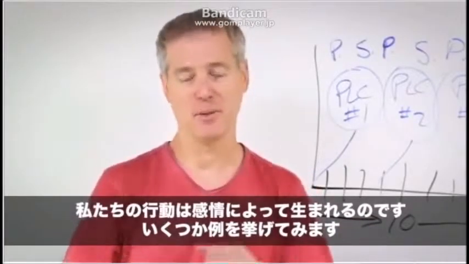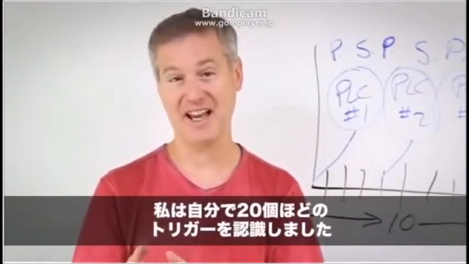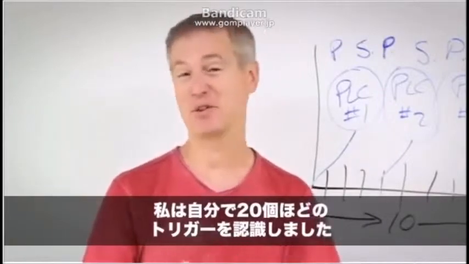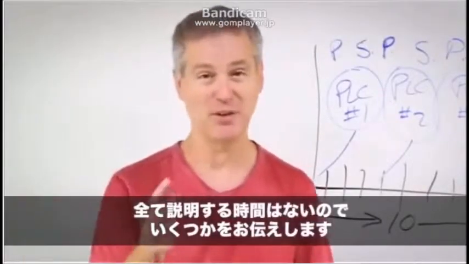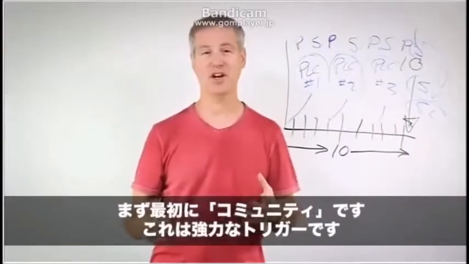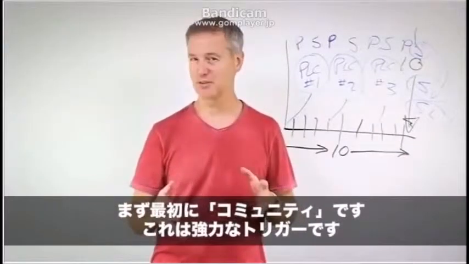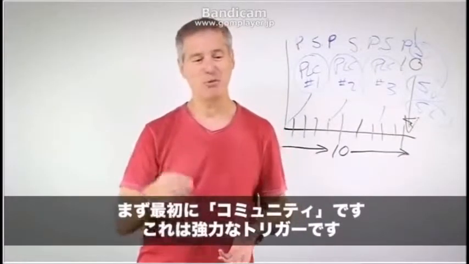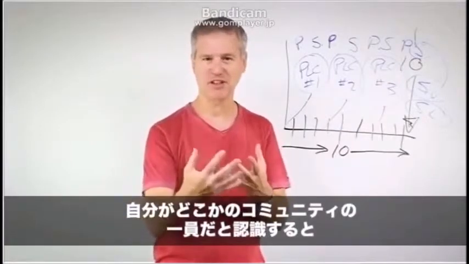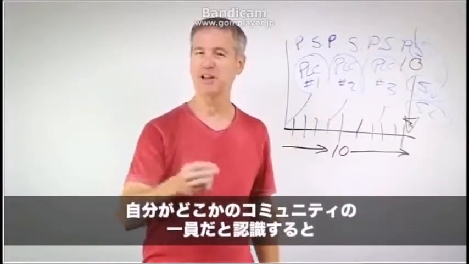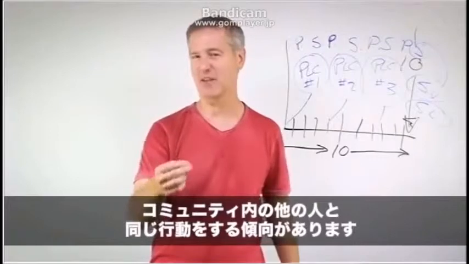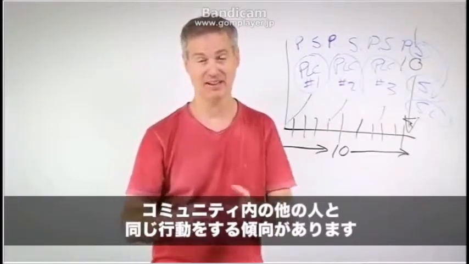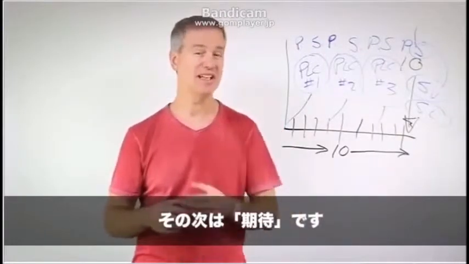So let me just go through a few of them. I've actually got 20 of these that I have identified, but I don't have time to go through all 20 in this video. So let's just go through a few of the top ones. First of all is community. Community is a very powerful trigger. If we perceive ourselves as being part of a community, we will act in accordance with how we think the people in that community are supposed to act. Really powerful.